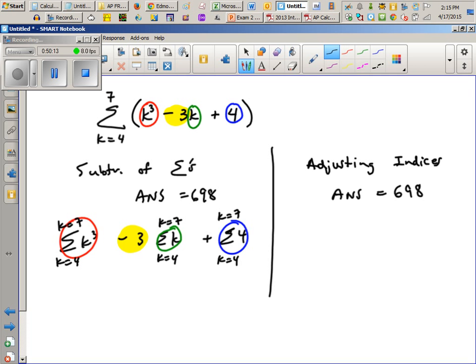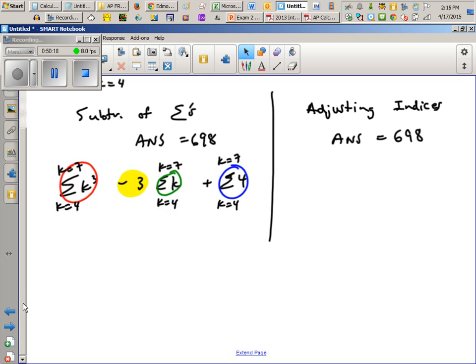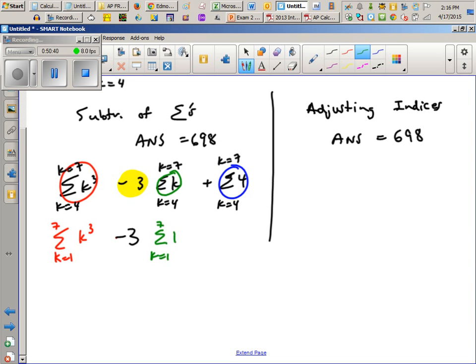Okay, so now you're going to find basically 1 to 7, and then you're going to subtract off 1 to 3. So for the first one, you're going to run k equals 1 to 7 of k cubed, and then there's a minus 3, and then it's k equals 1 to 7 of k, and then it's plus k equals 1 to 7 of a 4.